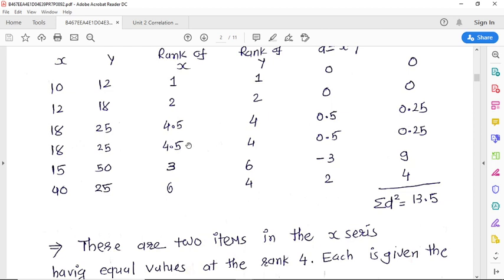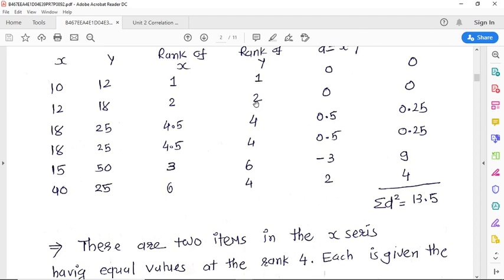So for the adjustment factor we have 1 by 12, m cube minus m. For that, consider m1 is 2, by using this ranking of x. Why is m1 2? Because 4.5 exists 2 times in this column. So therefore m1 is 2.